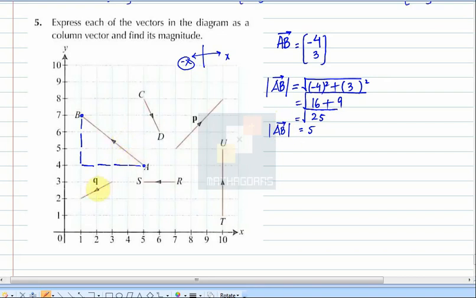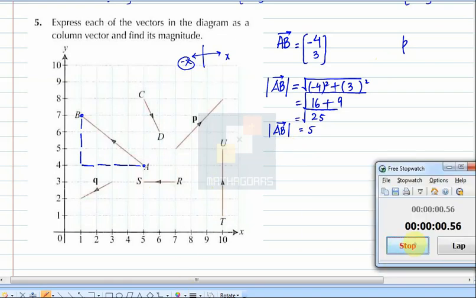Now you need to do all these vectors. CD, this vector is only P, so you will define it by only P. P, U, R, S and Q. You need to do it by yourself. First find the vector and then find its magnitude, and for that purpose you have a time of approximately 3 to 4 minutes. So start. Complete all the questions. First find the column vector and then find its magnitude.